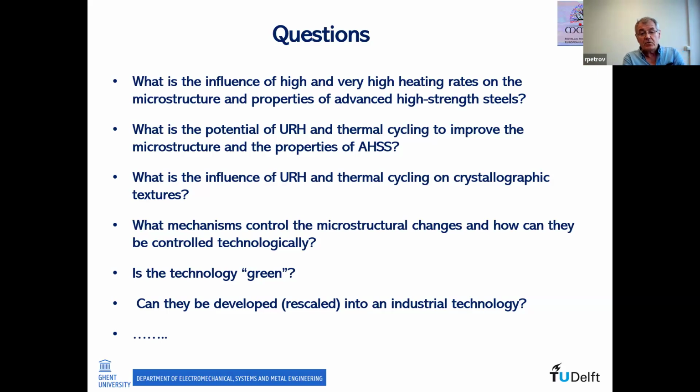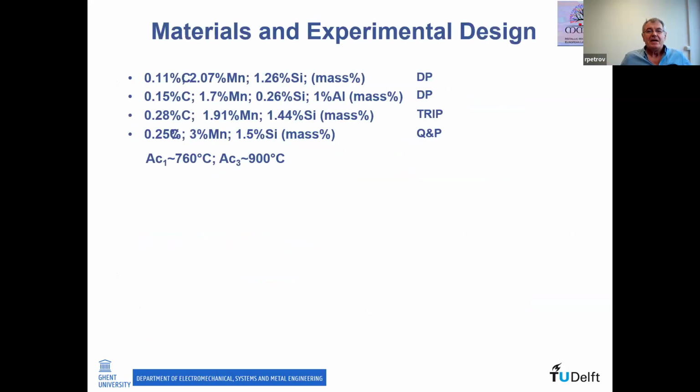Which mechanisms control the microstructure changes and how can they be controlled? How many things can we use here in this story? Logical question, is it green technology? Can it be developed into an industrial technology? I can put more questions here, but I leave this up to you to ask, and then to announce them to the public and try to find answers maybe.